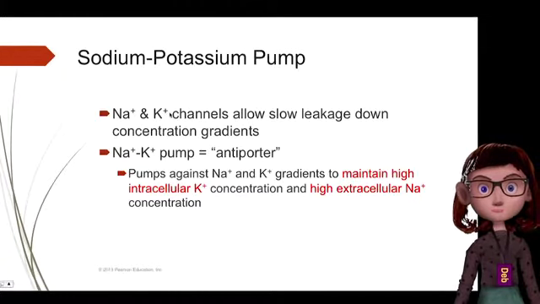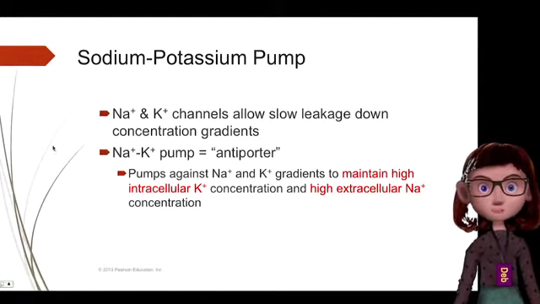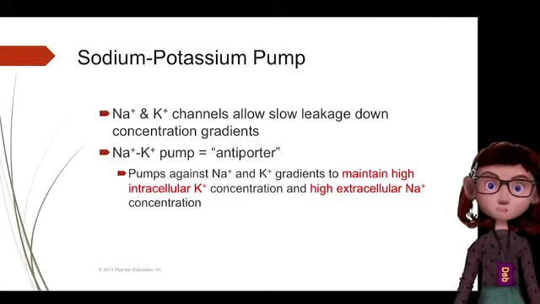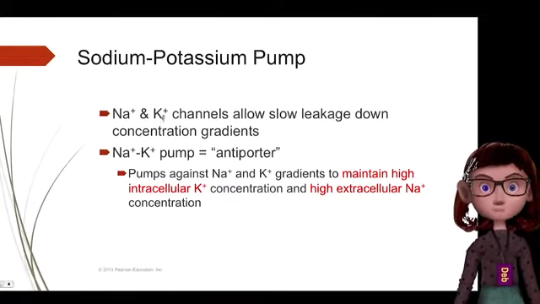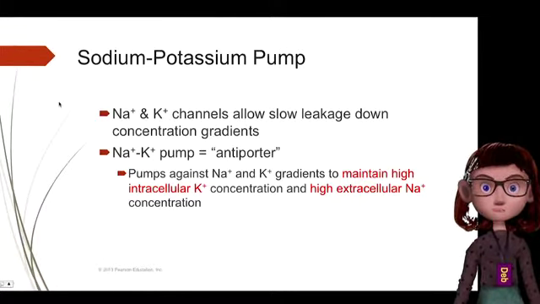first of all, understand that there are actually some sodium and potassium leakage channels that are always going to allow slow leakage down each of these ions' concentration gradients. So when sodium is highly concentrated on one side of the membrane, it can leak through these channels down its concentration gradient. And potassium also has a leakage channel, and so it can diffuse down its concentration gradient through the potassium channel. So the sodium-potassium pump is an antiporter.